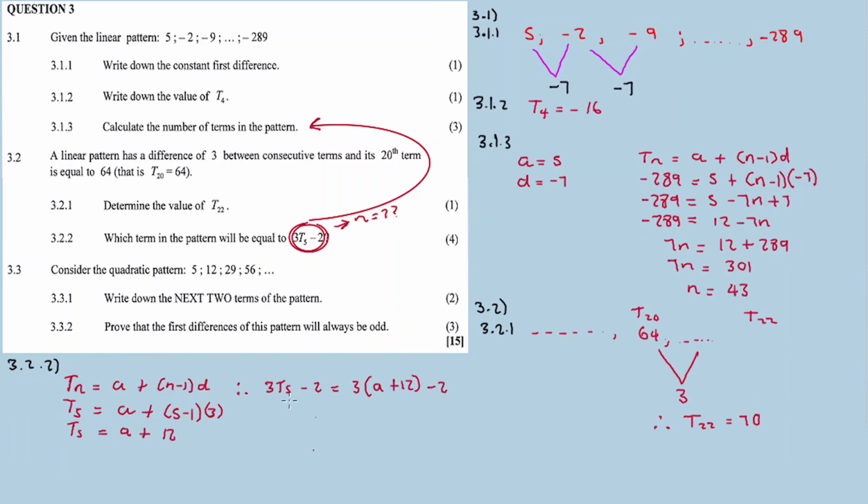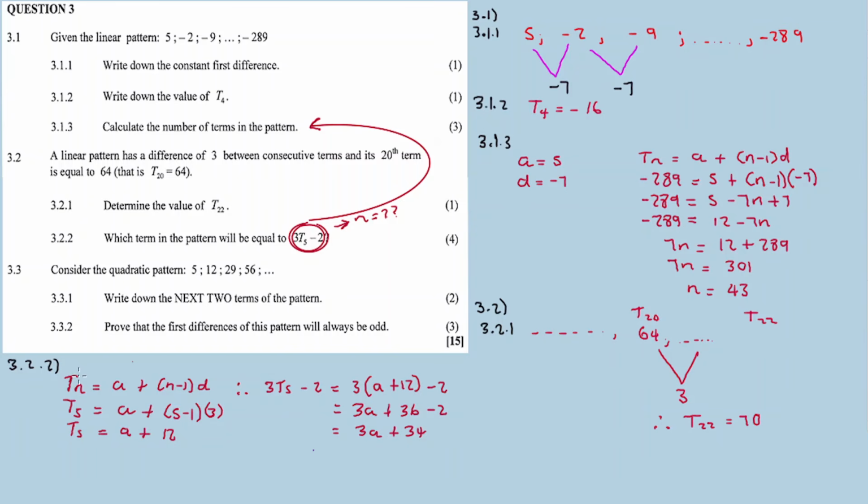Now we substitute into the expression 3 times T5 minus 2. Where we have T5, I put a plus 12. I simplify the bracket, and I get 3a plus 36 minus 2. 36 minus 2 are like terms, it's 34. So it's 3a plus 34. Let us continue.